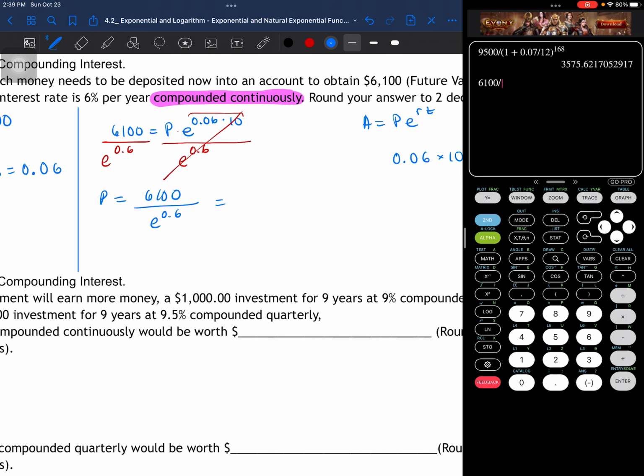And so we're going to do 6,100 divided by e. So, let me solve it over again. So 6,100 divided by e, and e, if you notice, is above the ln. If you notice above the ln, you will see e^x. So we're going to go second, and then ln, which gives us e^x, and then automatically it allows us to input the exponent, so it'll be 0.6. Enter.